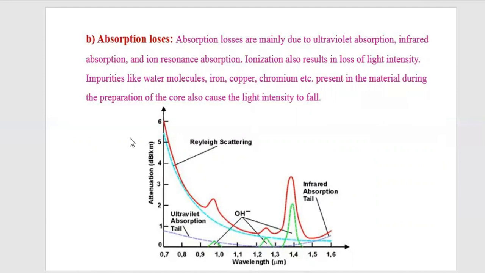These absorptions can be avoided depending on the material. If the material contains water molecules, water means it contains OH minus ions, or iron, copper, chromium, which are ferromagnetic substances. So these are absorbed depending on the materials used in the fiber optic materials. Some materials absorb ultraviolet, some absorb infrared. So based on that, a suitable wavelength of the radiation is selected for reducing the absorption losses.